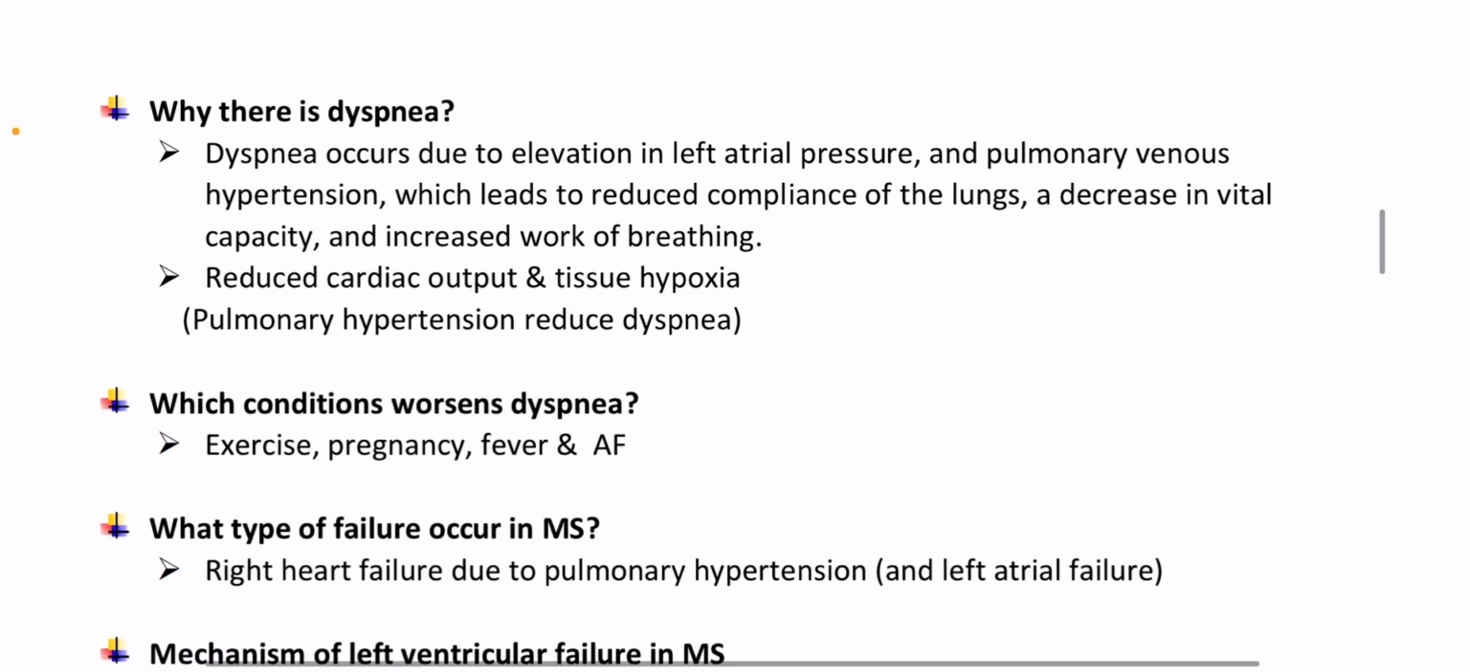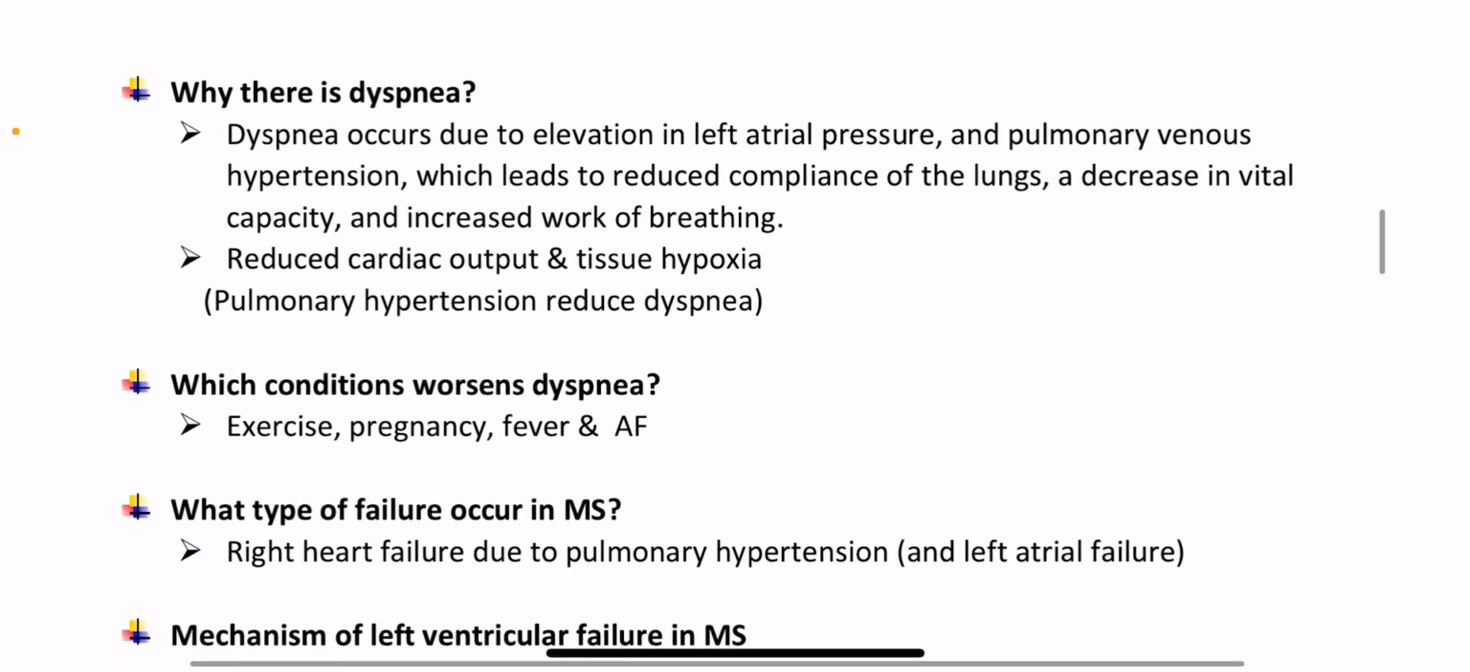Why is there dyspnea? Dyspnea occurs due to elevation of left atrial pressure and pulmonary venous hypertension, which leads to reduced compliance of the lungs, a decrease in vital capacity, and increased work of breathing. Also reduced cardiac output and tissue hypoxia, and pulmonary hypertension. Which conditions worsen dyspnea? Exercise, pregnancy, fever, atrial fibrillation.